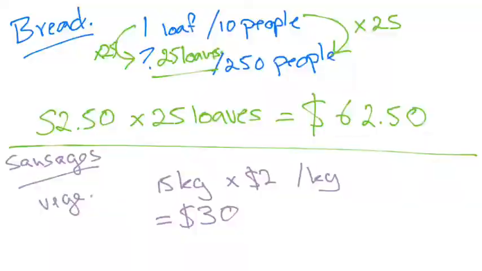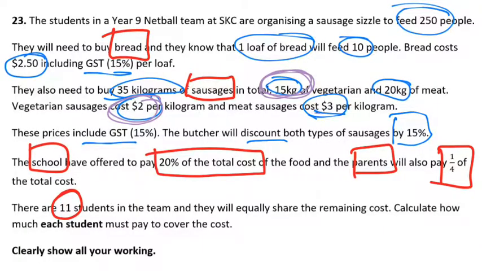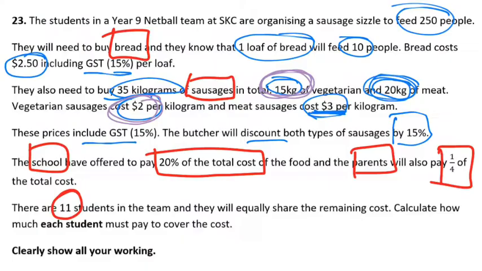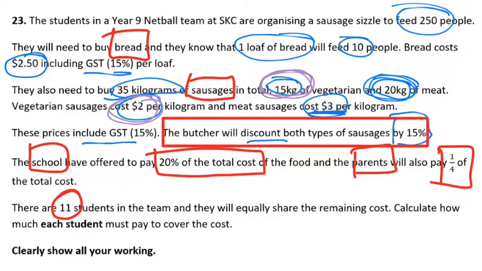Now let's have a look at the meat sausages. So our meat sausages cost $3 per kilo, and there's 20 kilos of those. So it's going to be 20 kilos of sausages times $3 per kilo. So that's going to cost $60 for the meat sausages. Okay, so then we've got a little bit more information here about the butcher. So the butcher is going to discount both types of sausages by 15%.